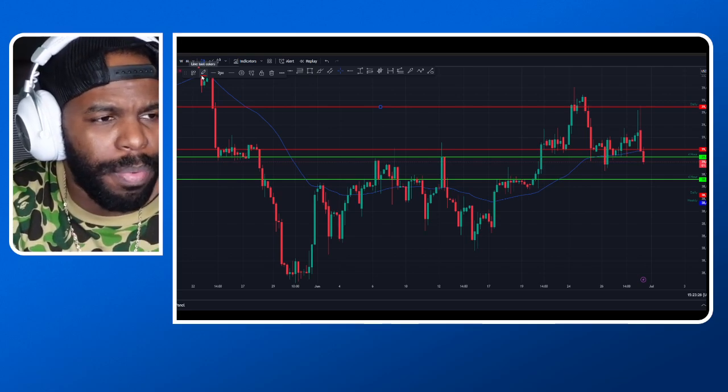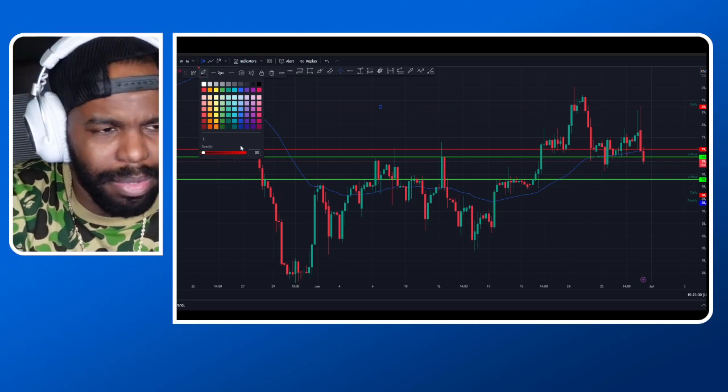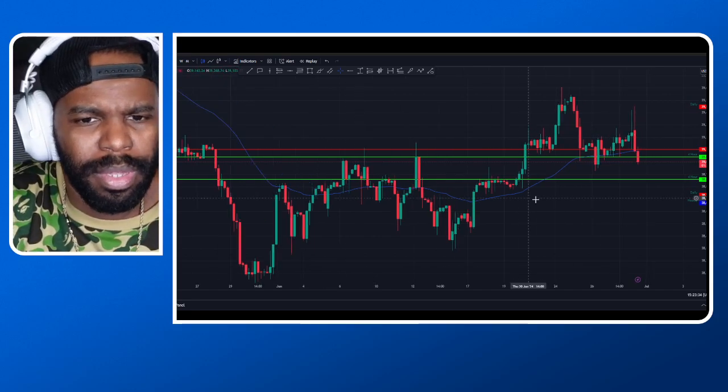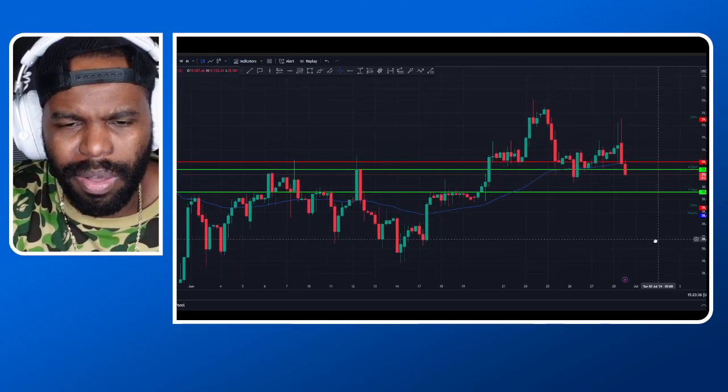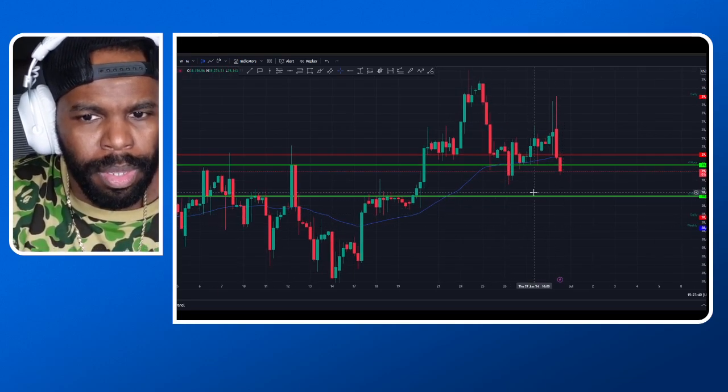The whole purpose of doing this is just to make your chart look clean. It's what they call chart hygiene, basically. You don't want your charts to look all cluttered with a whole bunch of lines and stuff like that. So that's how I do that.